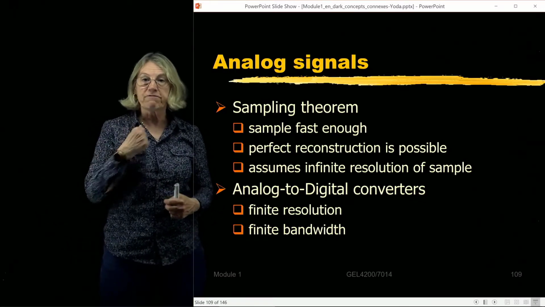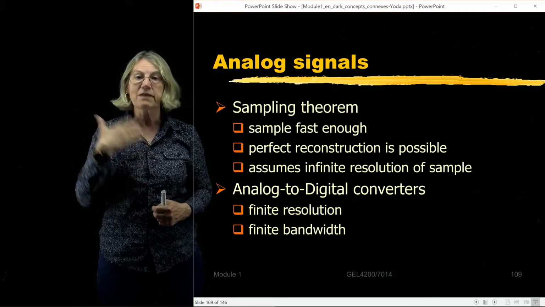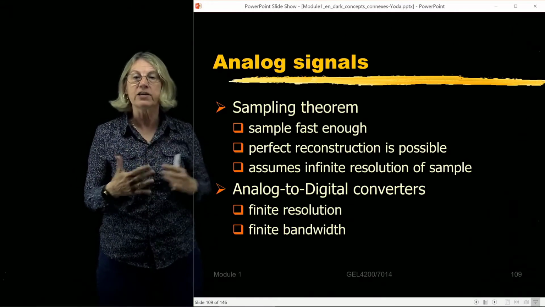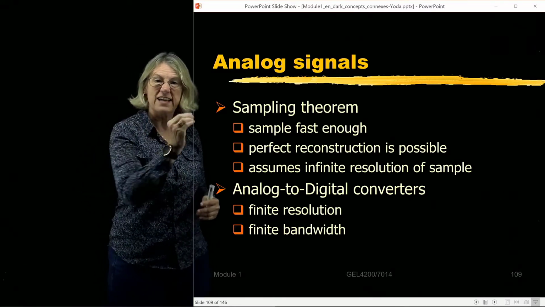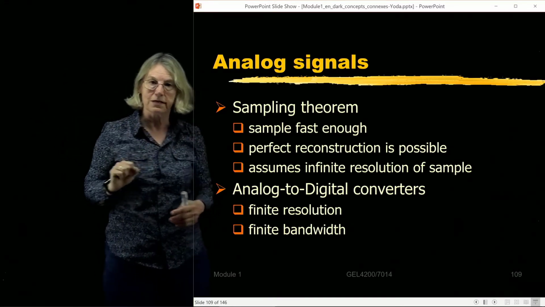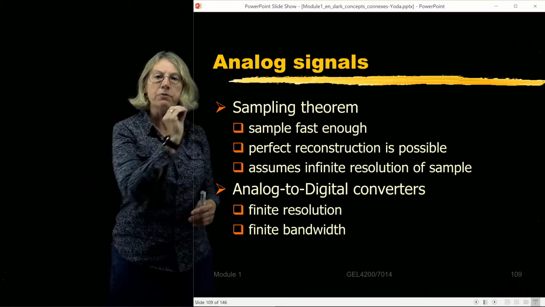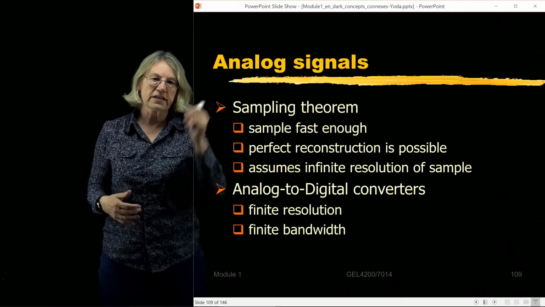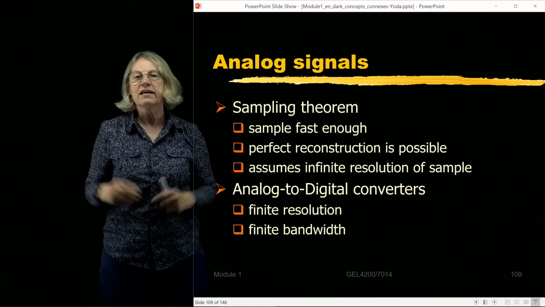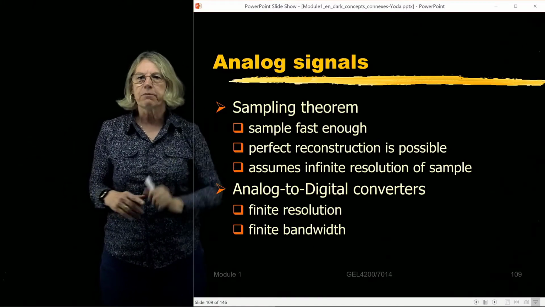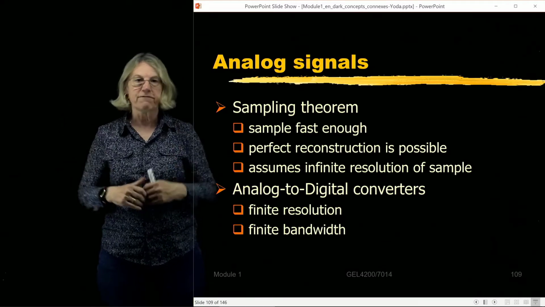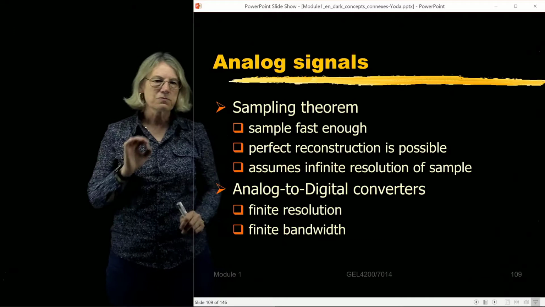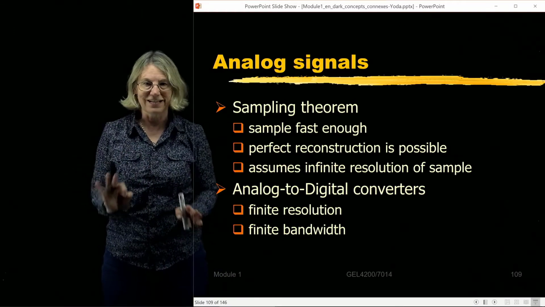And if we sample fast enough, so if I take my voice as I'm speaking and I sample it and take discrete values of it at certain points in time, so it doesn't become a continuous time signal, but I get discrete samples of that signal, then I can have perfect reconstruction, theoretically at least, if I sample fast enough. Okay, so suppose I've sampled fast enough. I can do perfect reconstruction, but of course that assumes I have infinite resolution of that sample.